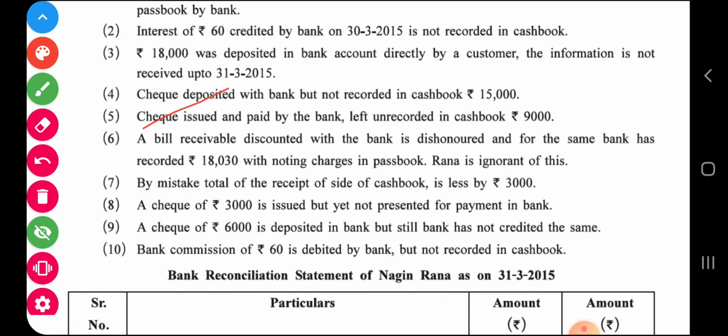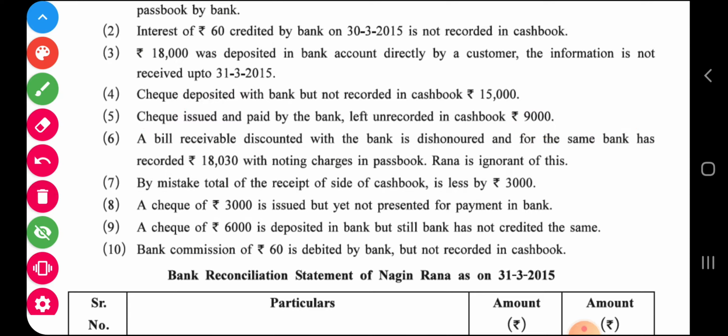Number 5, check issued and paid by bank left unrecorded in cash book. Now the check what we are issuing, that means we have to record on payment side, credit side in cash book, and in passbook it is debited. તો તમને એવું કીધું છે that it is issued and paid by bank, that means in passbook it is debited but in cash book it is not credited. So 9,000 we have to credit it.